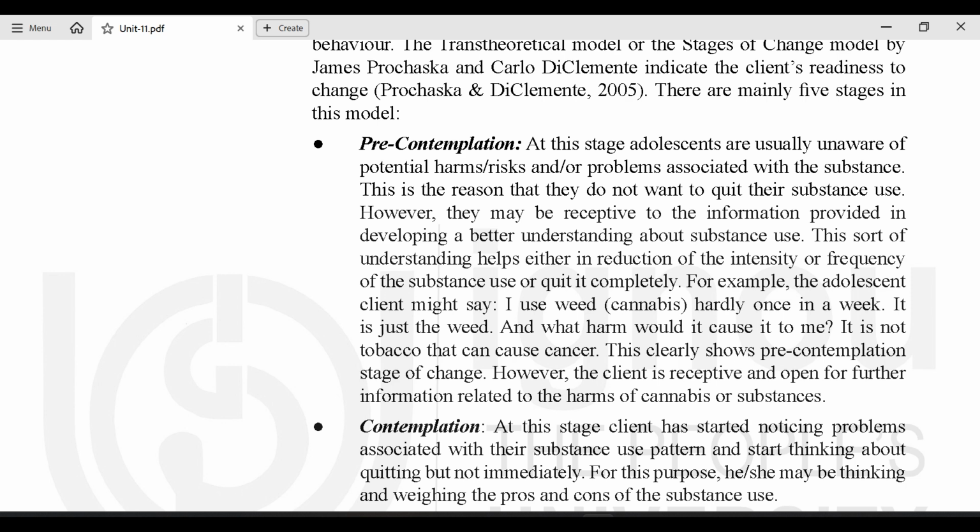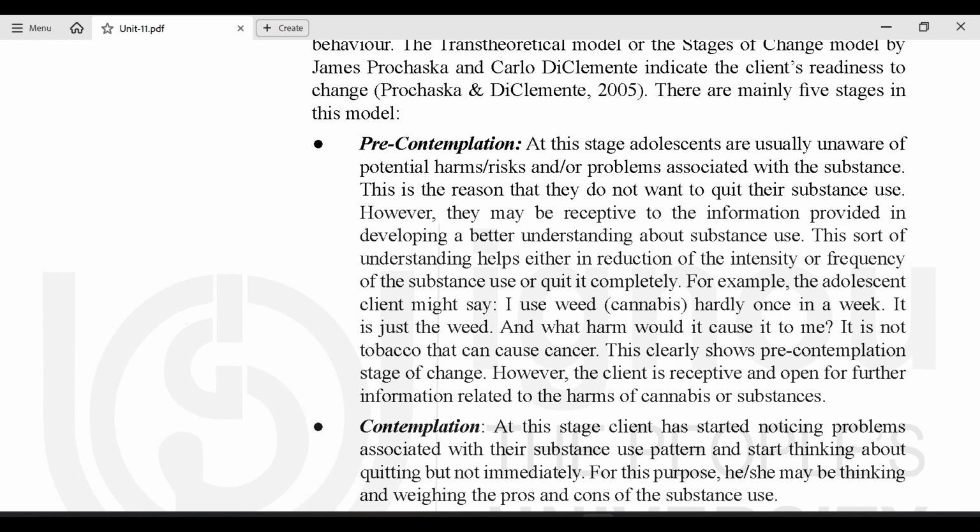For example, the adolescent client might say, "I use weed, cannabis, hardly once in a week. It is just the weed. And what harm would it cause to me? It is not tobacco that can cause cancer." This clearly shows pre-contemplation stage of change. However, the client is receptive and open for further information related to the harms of cannabis or substances.